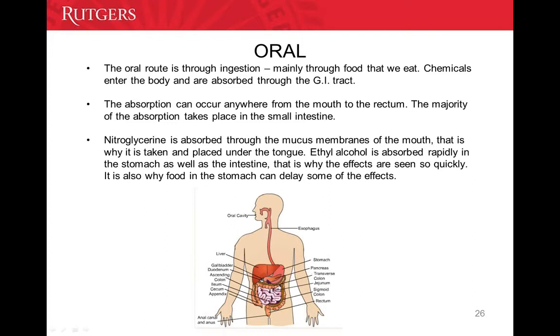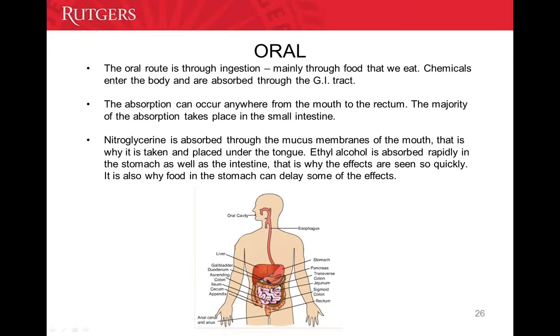As an example, nitroglycerin is absorbed through the mucous membranes of the mouth. That's why it's placed under the tongue. If you have someone in a cardiac emergency, they place the nitro pill under the tongue, and the absorption happens quite quickly.